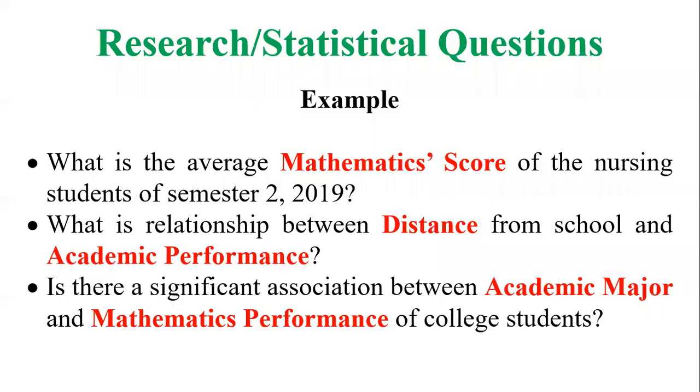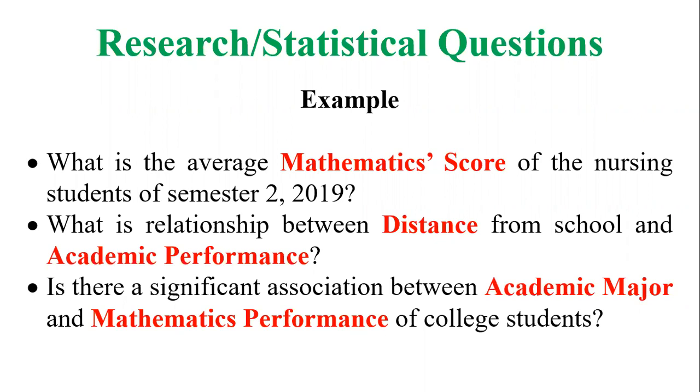So here are 3 examples of research questions from that research topic, the learning of mathematics. Research question number 1: what is the average mathematics score of the nursing students of semester 2, 2019? And the variable is first mentioned in the research question. The variable is mathematics score. That's quantitative discrete because you've got to count.